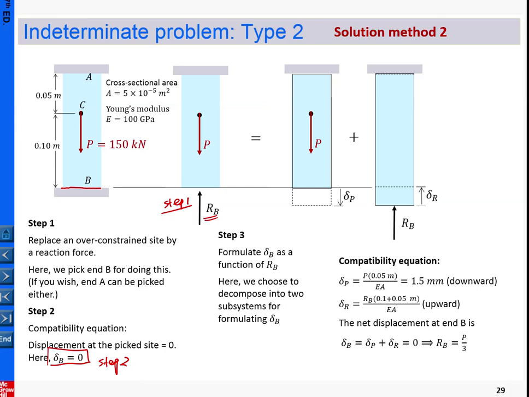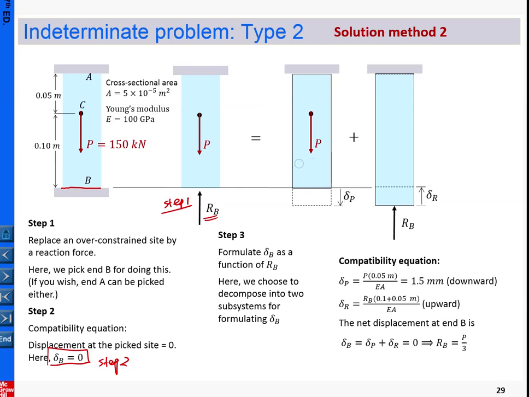Then in step 3, we look at these diagrams. Okay, this diagram has two loadings. One is given, one is unknown. We decompose the loading conditions into two subsystems. Each system is under one loading, and this is subsystem 1. It only has the given loading. This is subsystem 2, with the unknown loading substituted. Okay, now we calculate individually the deformation for each subsystem.